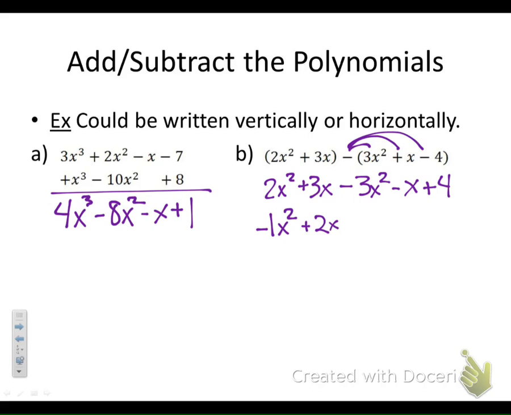We've got two x's and then a positive 4. So just be aware, when you subtract polynomials, that was the biggest mistake, is not distributing that negative sign.